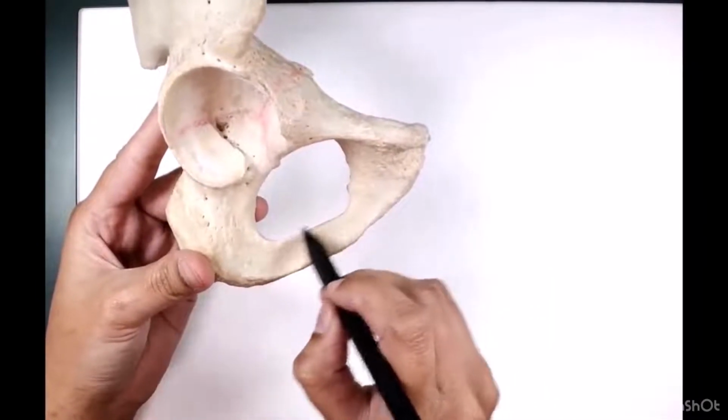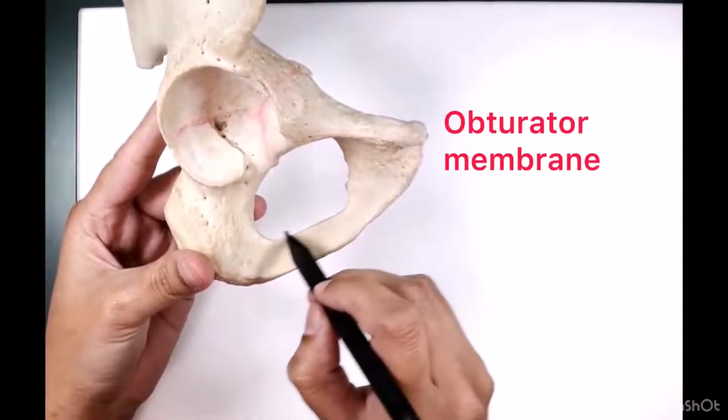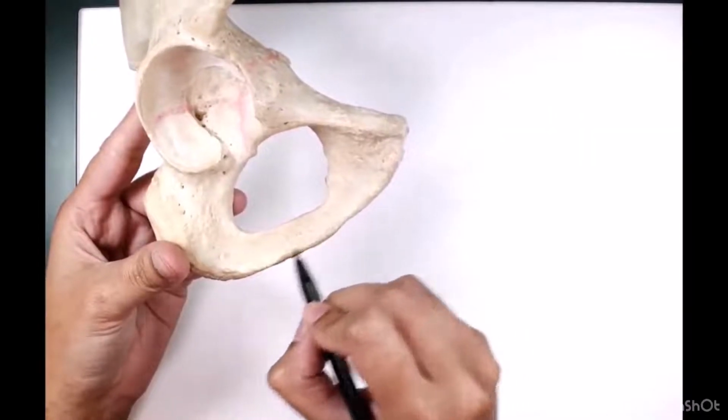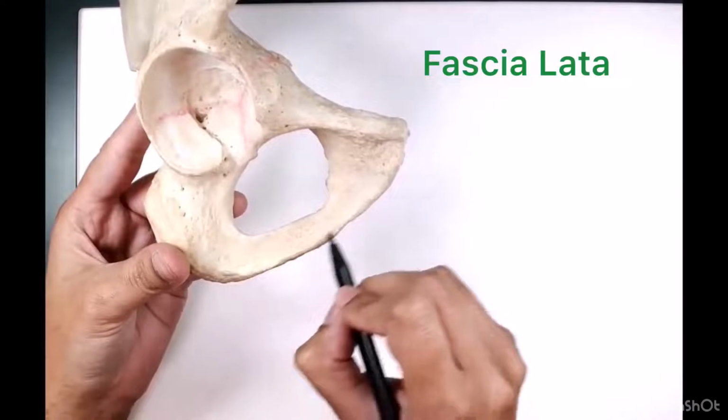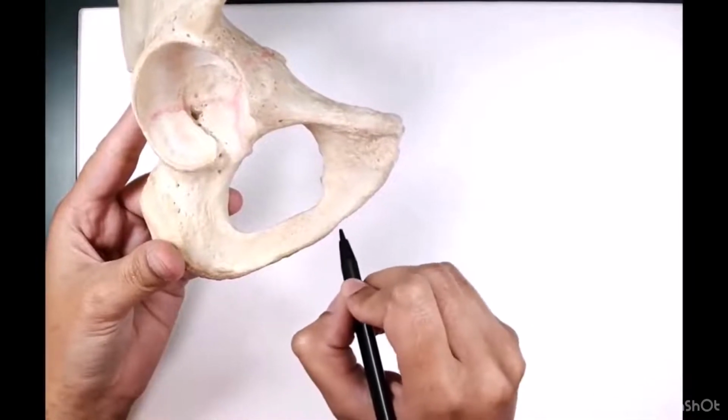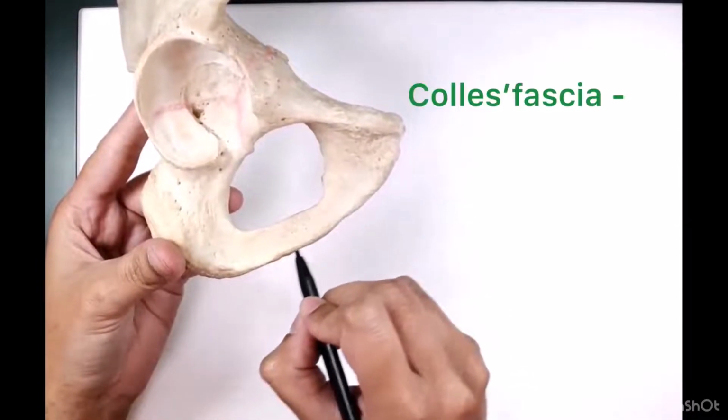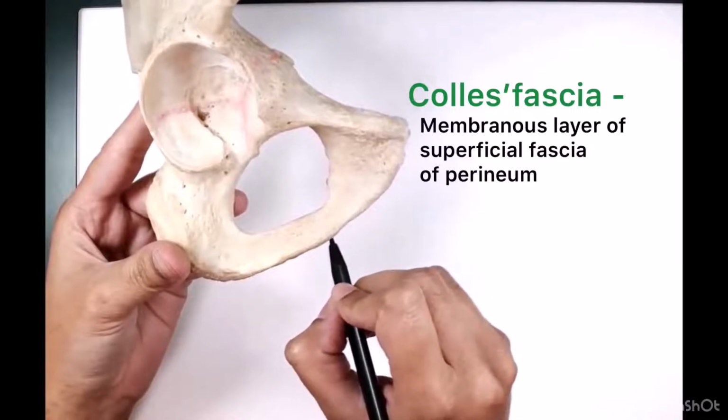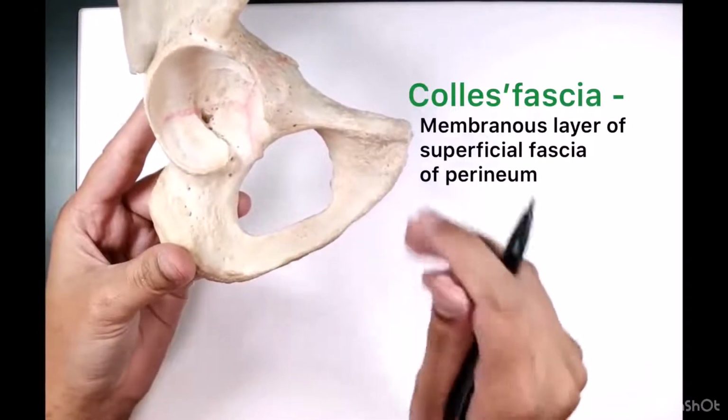On the upper border, there is attachment of obturator membrane. On this lower border, there is attachment of fascia lata, which is a deep fascia of the thigh, and another fascia, which is known as Colles fascia, which is the membranous layer of superficial fascia.